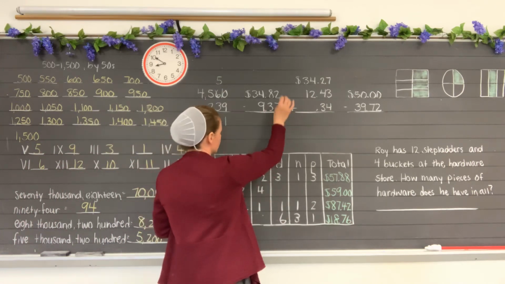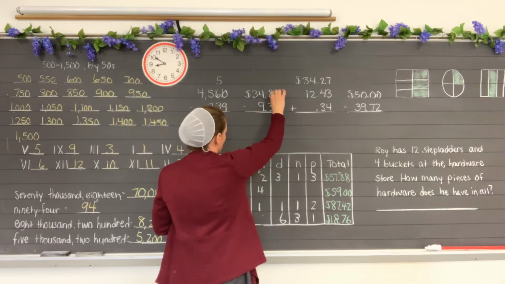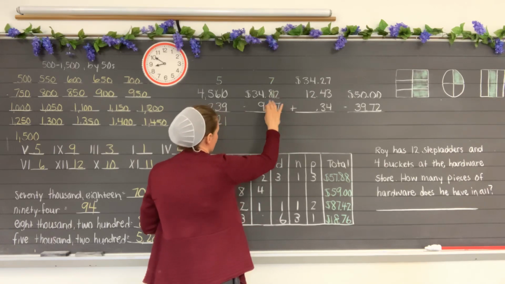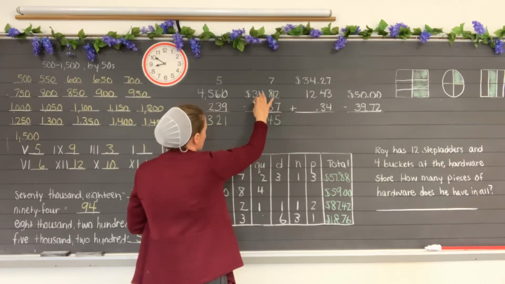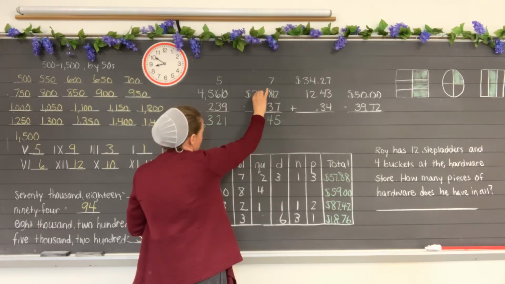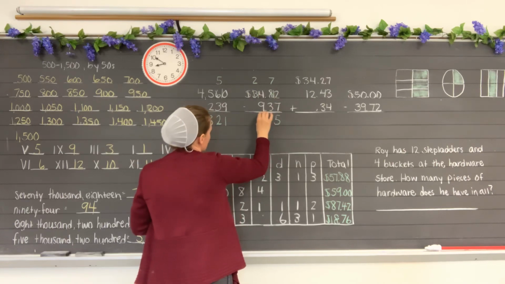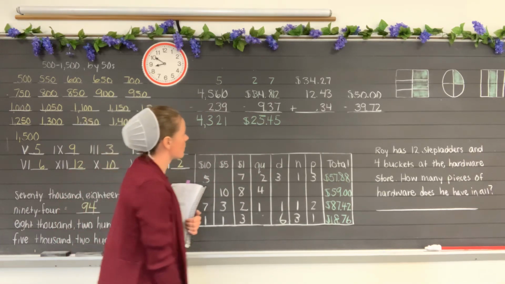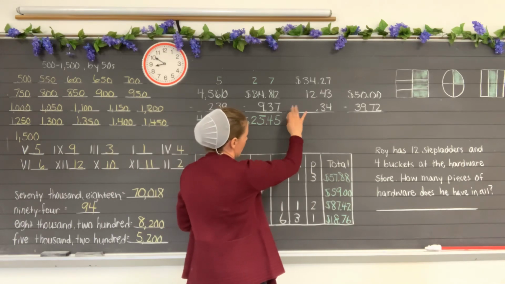2 minus 7, 2 is less than 7, so we'll borrow. 12 minus 7 is 5, 7 minus 3 is 4, 4 minus 9, we can't do that, so we'll borrow again. 14 minus 9 is 5, 2 minus nothing is 2, and so my answer is $25.45.